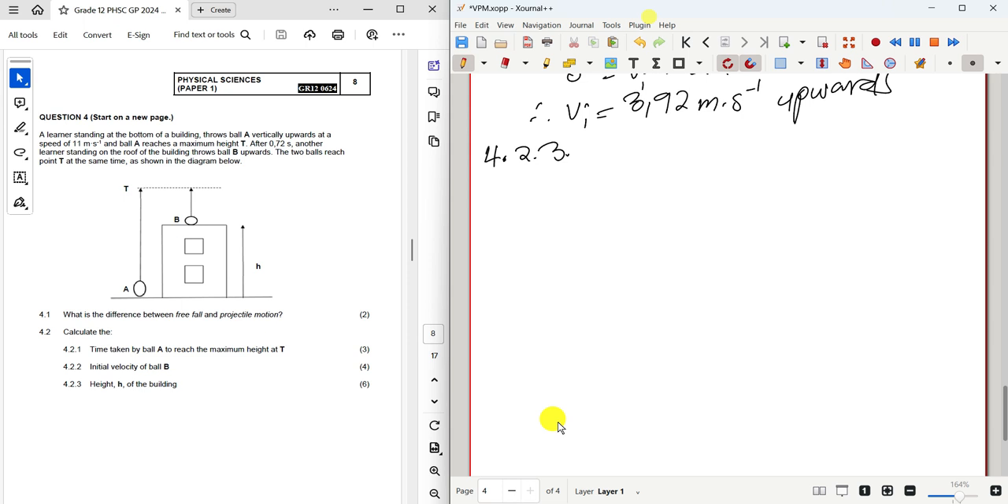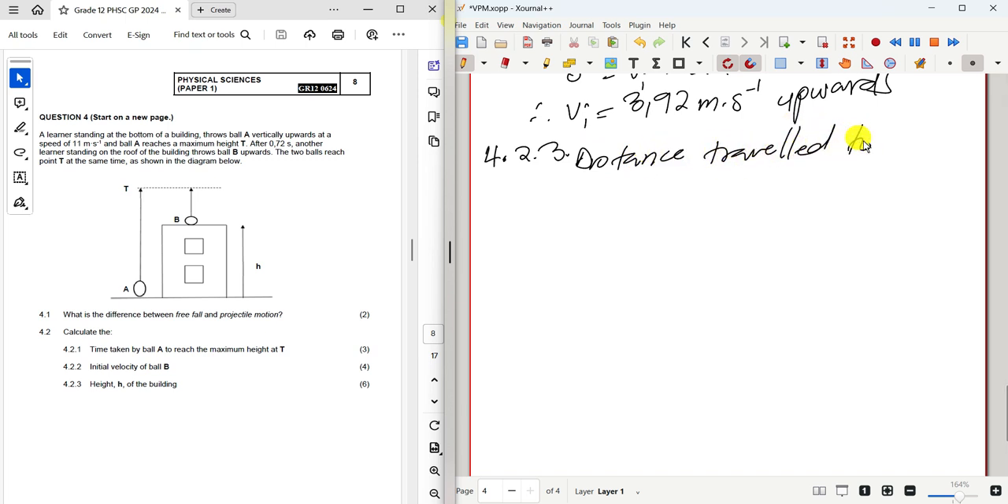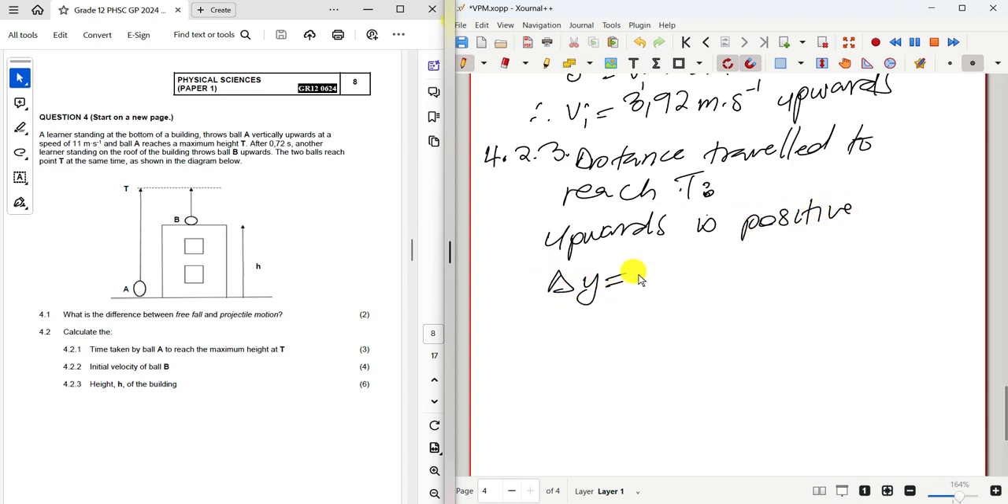So here what we're going to do, we're going to find the distances traveled. So we're going to say distance traveled to reach maximum height. Maximum height is T, right? We're going to use the formula. Again, upwards is positive. Then we're going to use the formula delta Y equals, we have initial velocity for both balls. So we're going to use this formula.